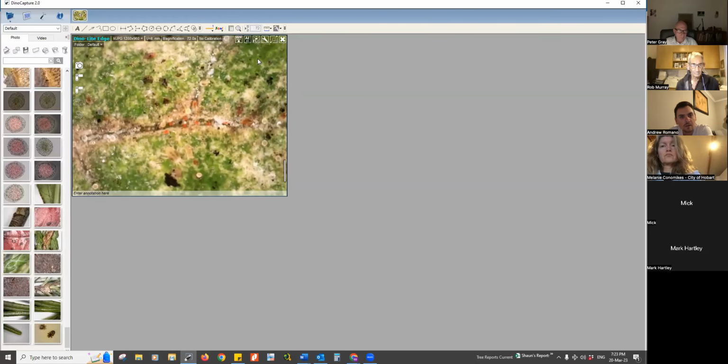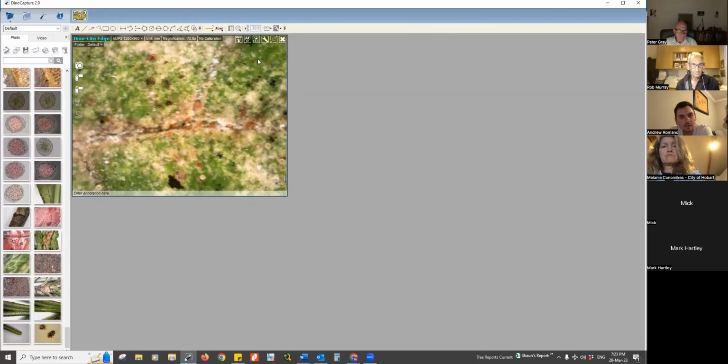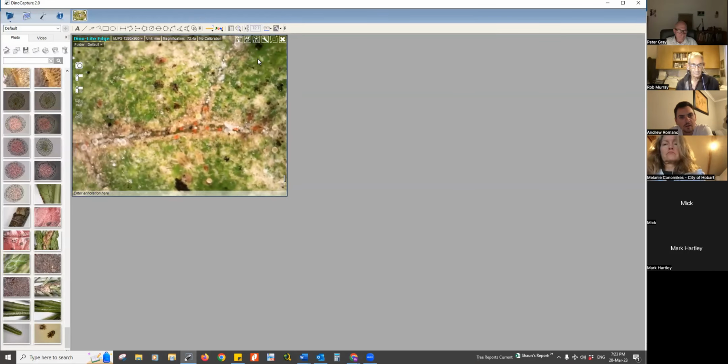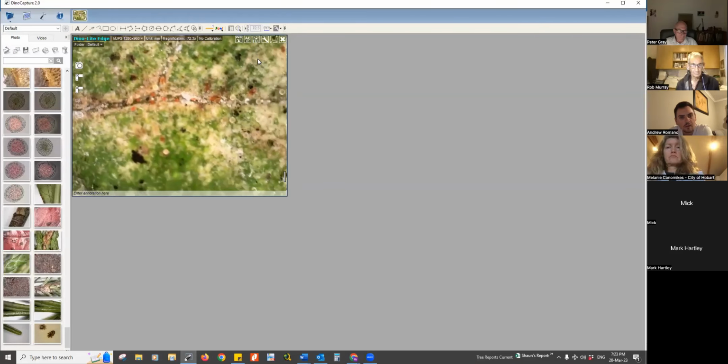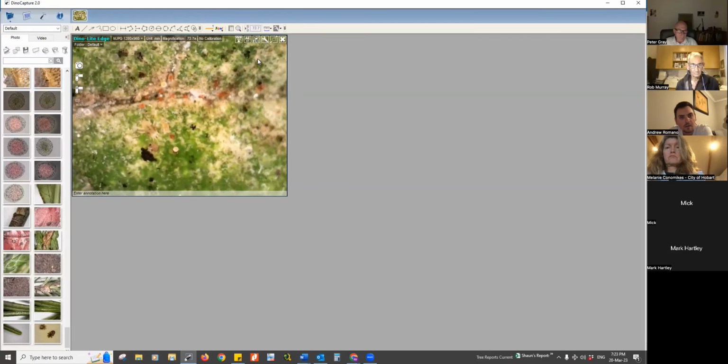Is it scale? Is it moving? There might be mite eggs. I don't know. Well, there's one. There's an egg there. There's a yellow one there. Lots of eggs.